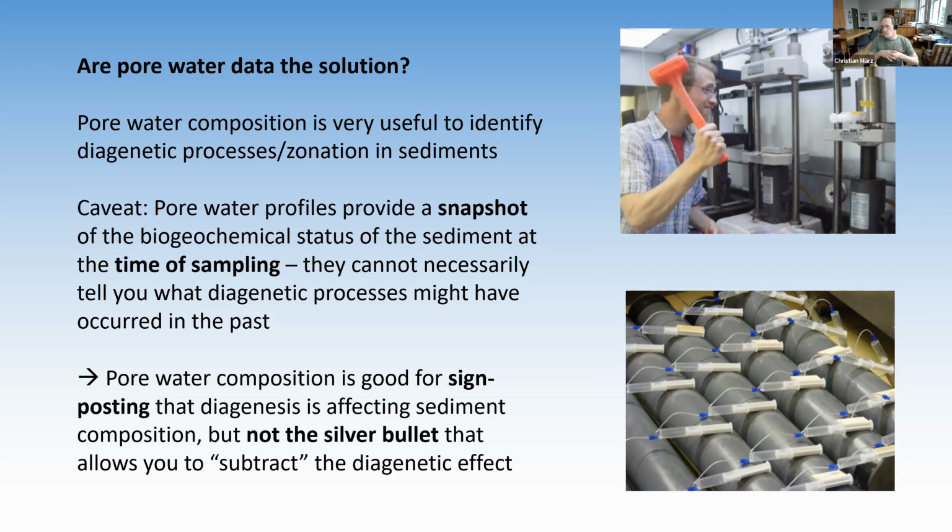And you can learn a lot from the composition of these pore waters. You can identify diagenetic processes or the zonation in the sediments. The only caveat is these profiles provide a snapshot of the biogeochemical status of the sediment when you sampled it. And they can't tell you what diagenetic processes might have occurred in the past. So it's good for signposting that diagenesis is affecting the sediment, but it's not this silver bullet that basically tells you exactly how to subtract the diagenetic signal, sadly. But we might get there towards the end of the talk. There are other ways you can use.